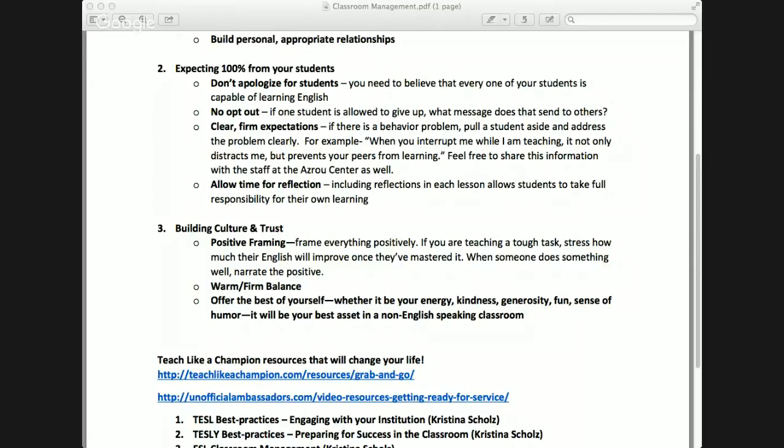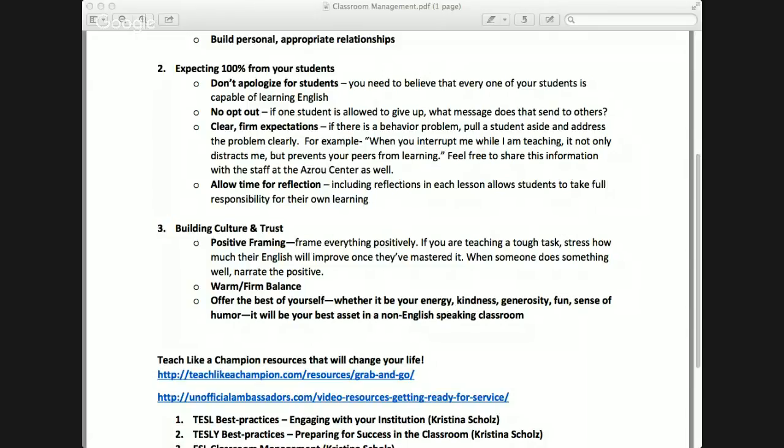And last but not least, a great way to have excellent classroom management is to build a positive culture and a culture of trust. Positive framing is so important. Even if it's a very tough task that you're teaching, frame everything positively. Stress how much their English will improve once they've mastered a difficult skill. When someone does something well, narrate it. Say to the whole class, I love how Faridun is writing his complete sentences with correct punctuation.